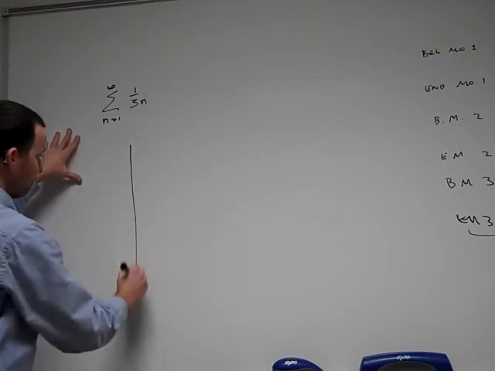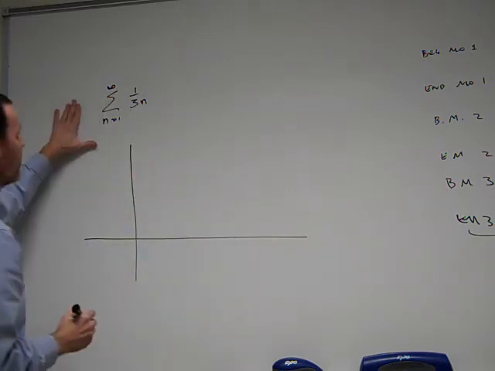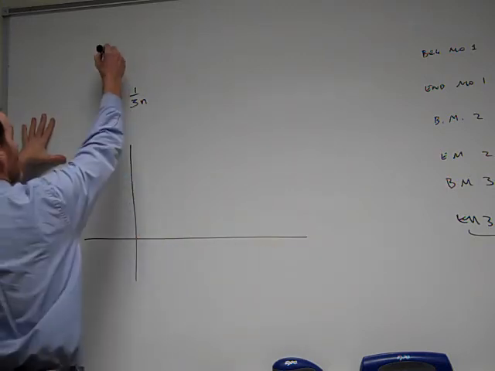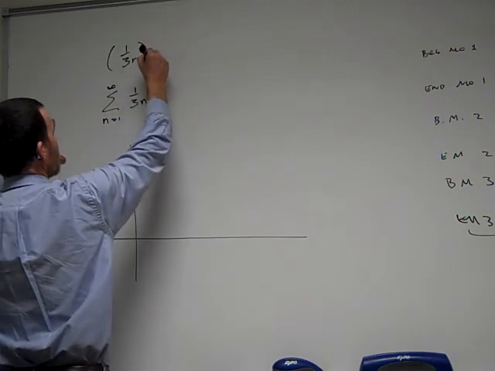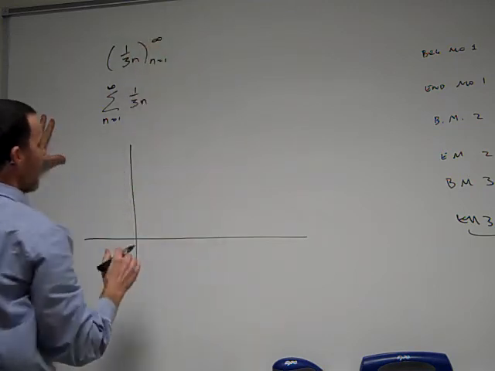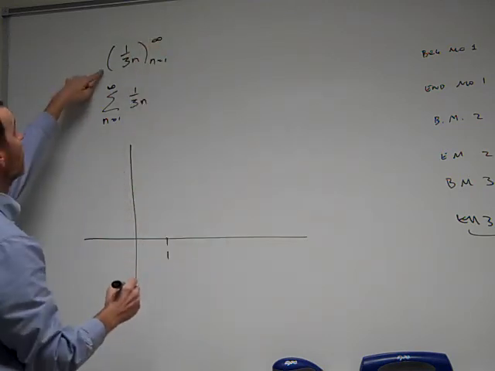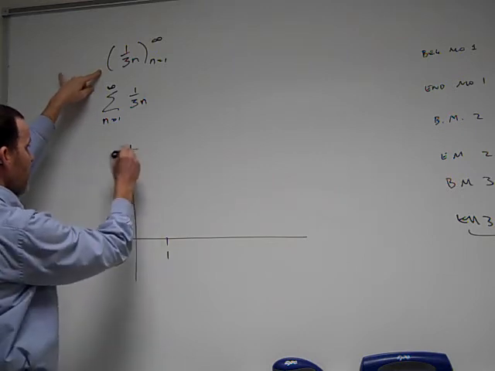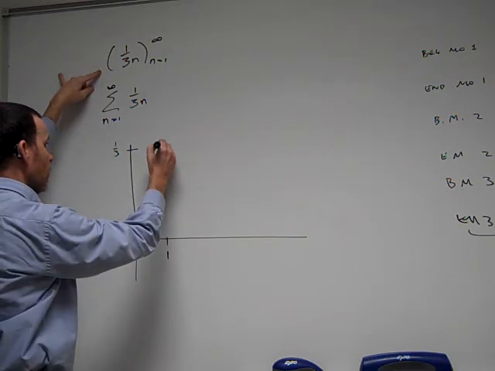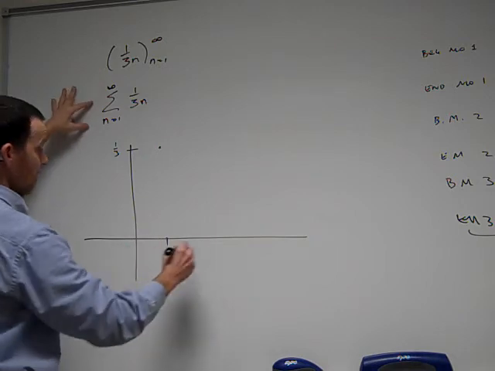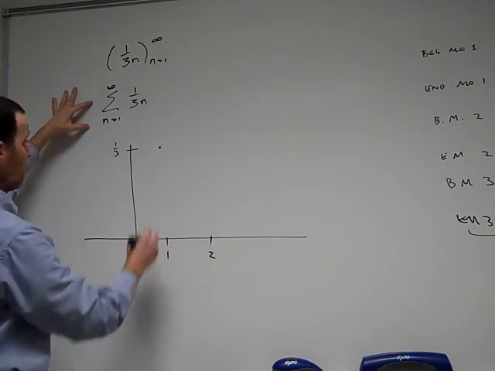Okay, so if I want to graph this sequence, the sequence of the terms, the graph looks like this. Let's see, at 1, we're at 1/3. I'm going to make the graph not to scale. Objects in mirror are closer than they appear. At 2, 1/6.